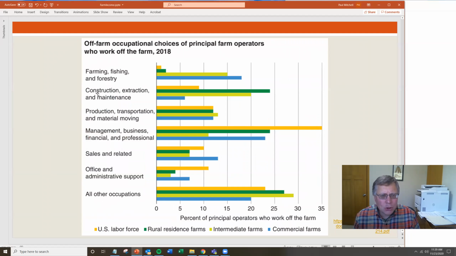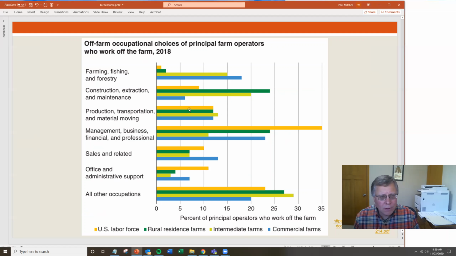Okay, so now we're going to look at the choices they make. What are these off-farm jobs? What do they tend to do? These colors are different than we've seen before. They're the same colors, but they mean different things now. The orange color is now the U.S. labor force, the typical U.S. person. Dark green is a rural residence farm, which is the off-farm occupation farm. They live in the country, have a farm, but their primary source of income is off the farm. Then these intermediate farms are the small and mid-sized farms, and then the dark blue is the commercial farms, which are the large and very large farms.